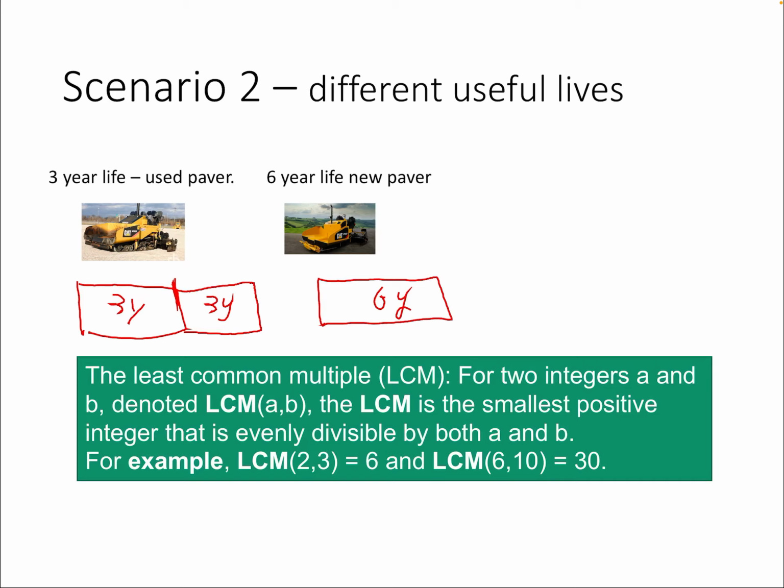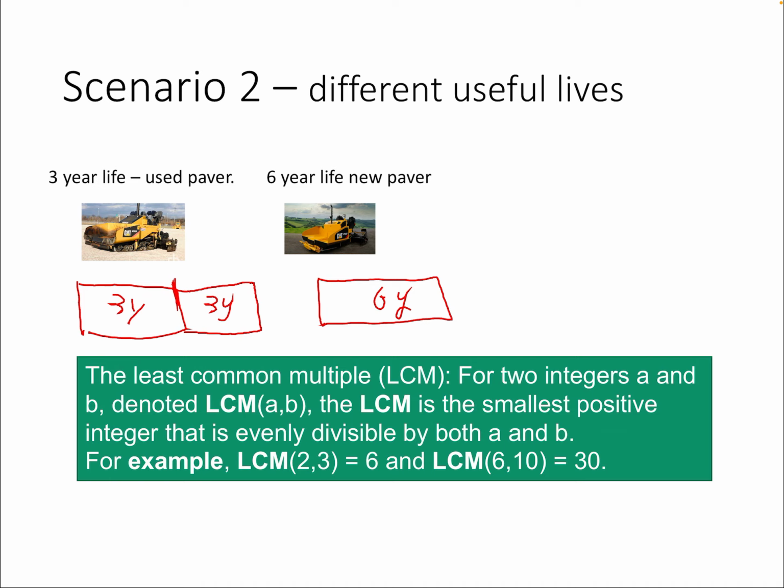Okay, so here, what is the least common multiple? For two integers, a and b, denoted LCM, so LCM is least common multiple, will be the smallest positive integer that is evenly divisible by both a and b. If you don't remember how to find the least common multiple, please go and review your math book.